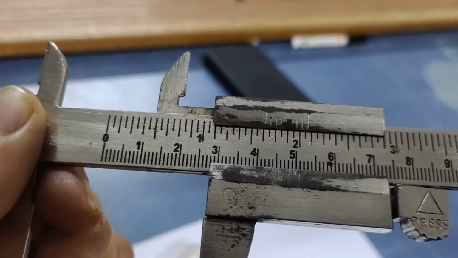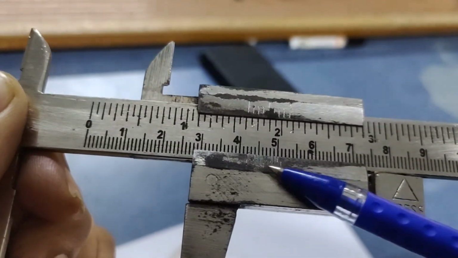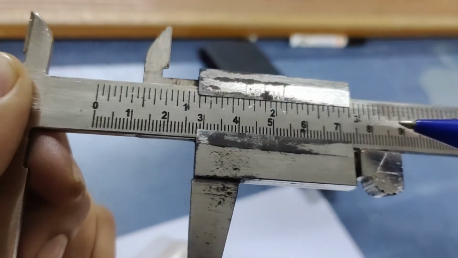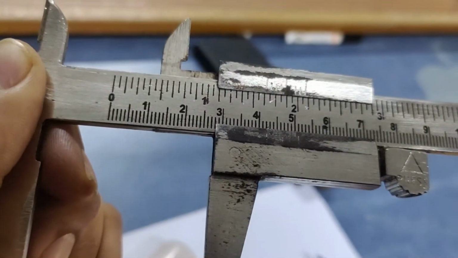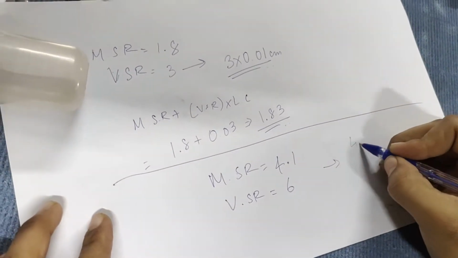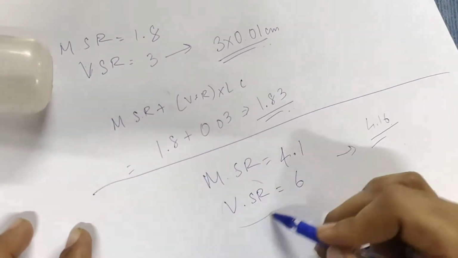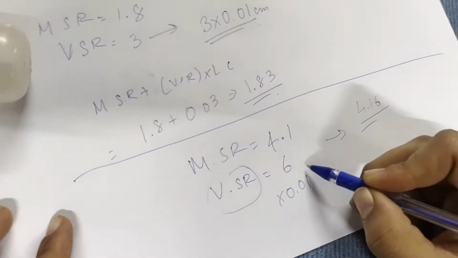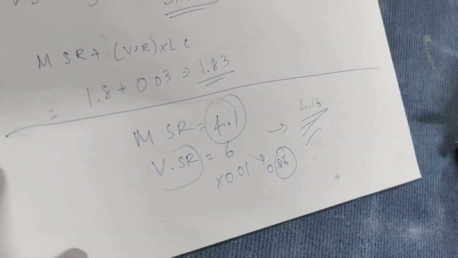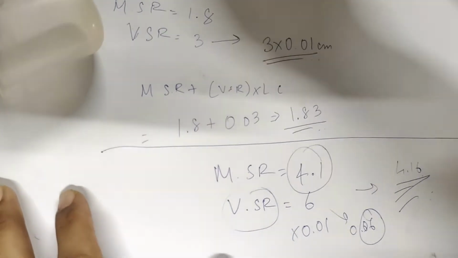Now if you carefully look at this, the sixth division, see, this is the zero, this is the fifth one, and if you have this in front of you, you would observe it more properly. The sixth division is coinciding properly with a division in the main scale. I don't care which division in the main scale; the main point is that the sixth division is coinciding properly. So the vernier scale reading over here will be sixth. This will become 4.16 directly, but with the procedure, we first multiply this with 0.01. This becomes 0.06, and if you add 4.1 and 0.06, you will get 4.16. This is how you take a reading from a vernier caliper.